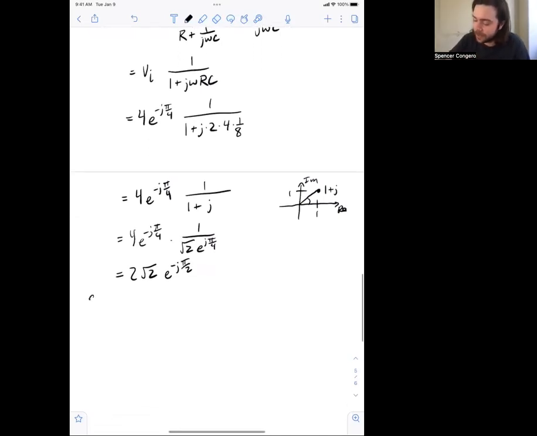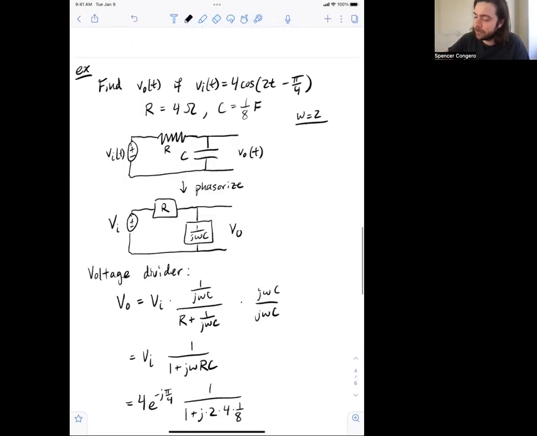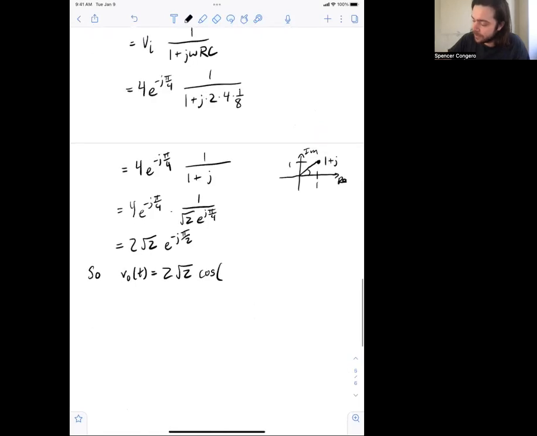Okay, and there's our output phasor. That's great. So we can convert back now. That means our output time signal, we're going to unphasorize. Well, here is my amplitude, 2 root 2. Then I have cosine of what? Omega t, but remember omega is 2. So I have 2t. And then minus pi over 2, that is my phase.